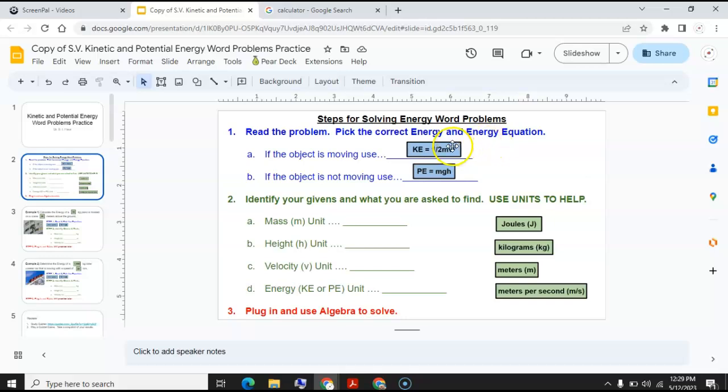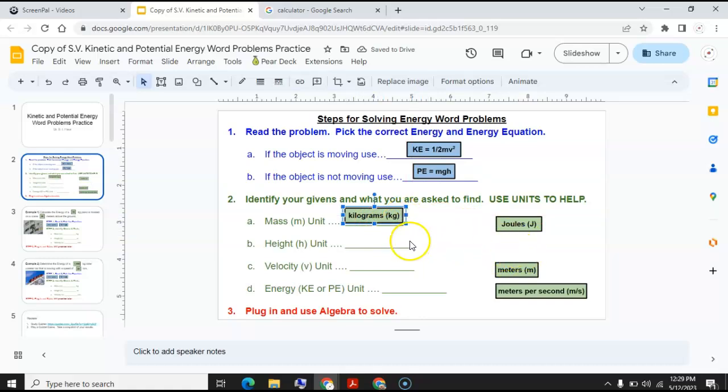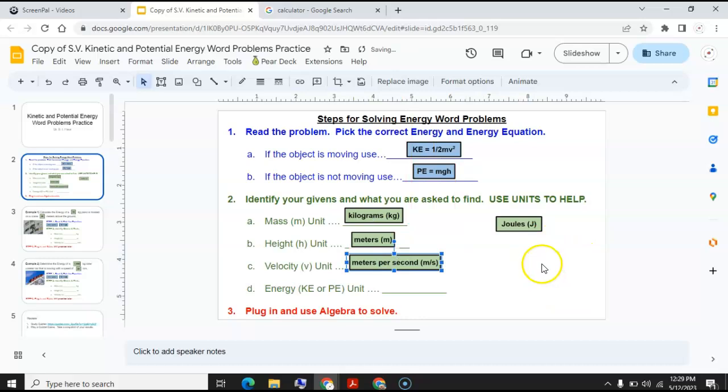For mass, whether it's in kinetic or potential energy, the units for mass are kilograms. So just go ahead and move that box here, and the symbol for kilograms is kg. The height will be in meters, so we're going to move this box here, and the symbol for that is m. The velocity is meters per second, m/s. And energy will be in joules. So if your mass is in kilograms, your height is in meters, your velocity is in meters per second, then energy will be in joules. Once we've identified our givens and what we're asked to find, then we'll plug in to solve.